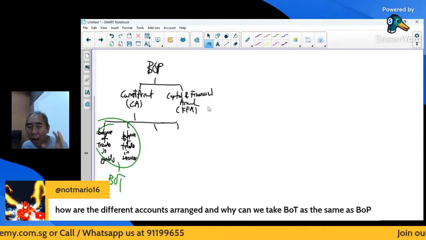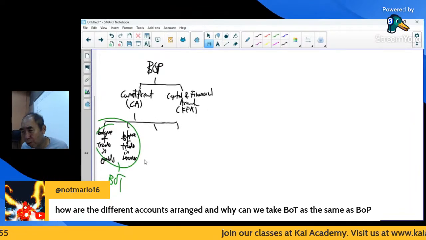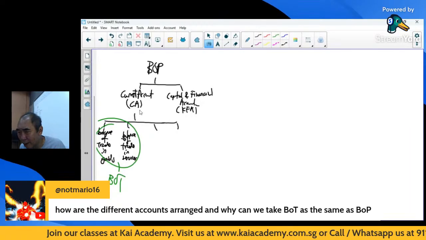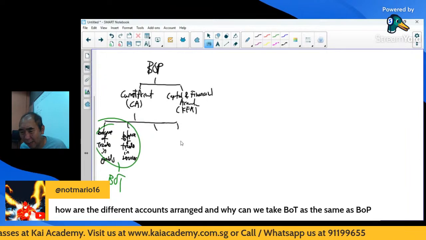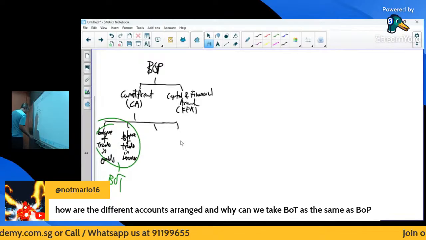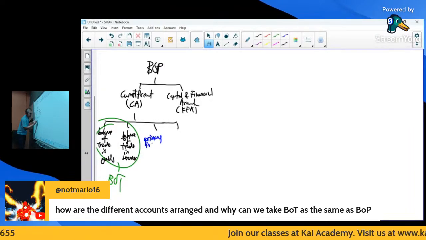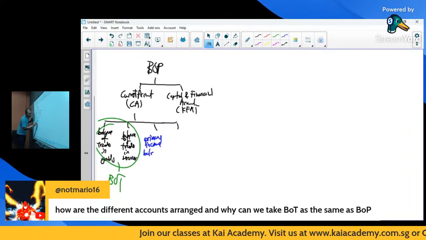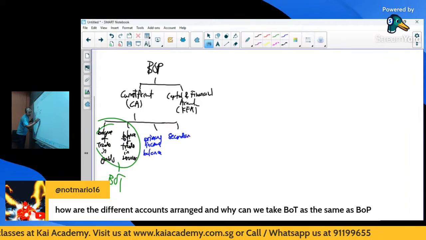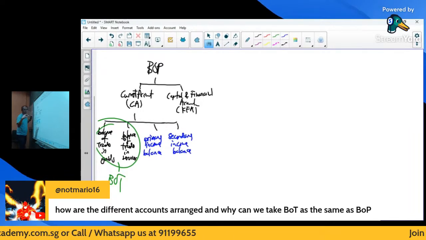But if they ask a question about CA, you can in the essay focus on BOT and pretend that the BOT is the whole of CA. That means you ignore these last two. Incidentally, these last two that are missing are called primary income balance, which you don't have to worry about at this point, and secondary income balance. So for the upcoming test, this part is not really that important.